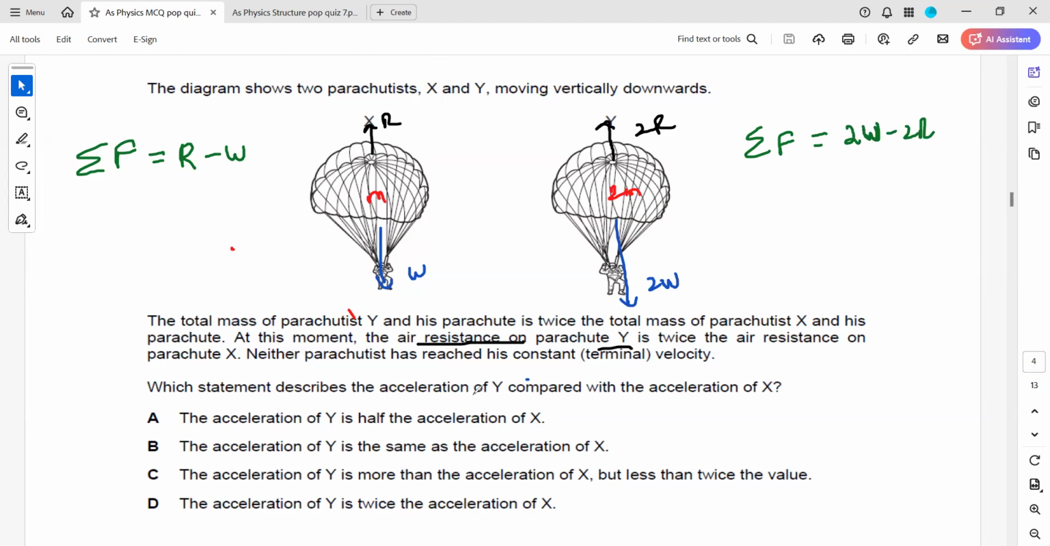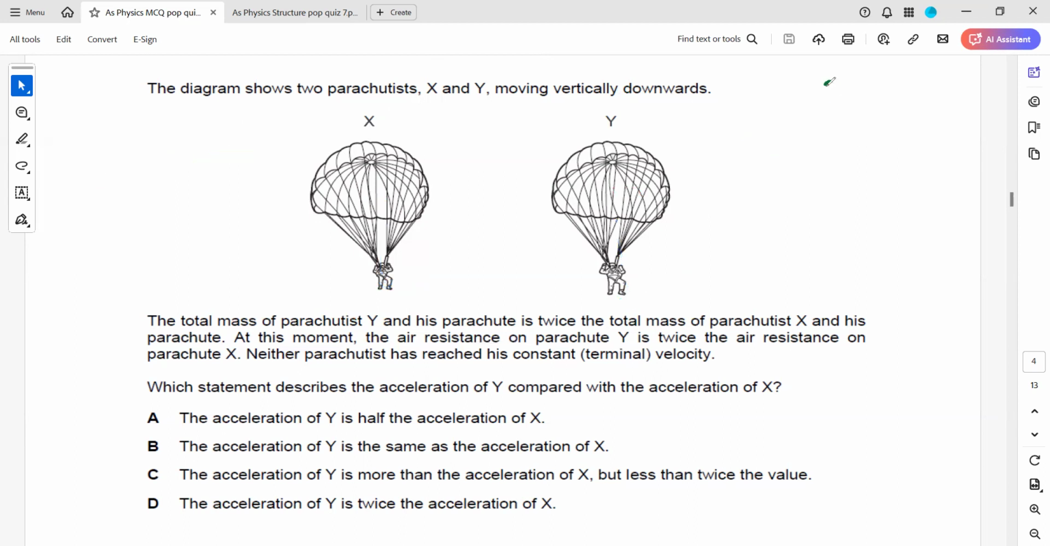When the skydiver jumps, his weight is acting downward and air resistance is acting upward. Eventually, he reaches a terminal velocity. And what usually happens when we open the parachute is that the air resistance becomes more than the weight. So that's why air resistance minus weight will be equal to the resultant force.